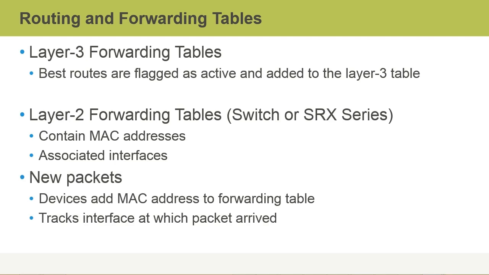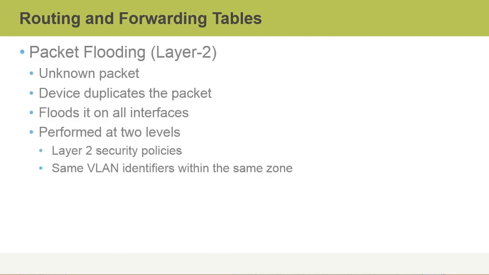So that's kind of here in the slide. With new packets, devices add MAC addresses to the forwarding table, which allows us to track which interfaces different devices or client systems reside on. So I talked about the packet flooding process. A couple little notes about packet flooding. It occurs when we don't know where the destination system resides, so which port on the device the destination system resides on. So at that point, the Juniper device duplicates the packet and floods it out all interfaces.